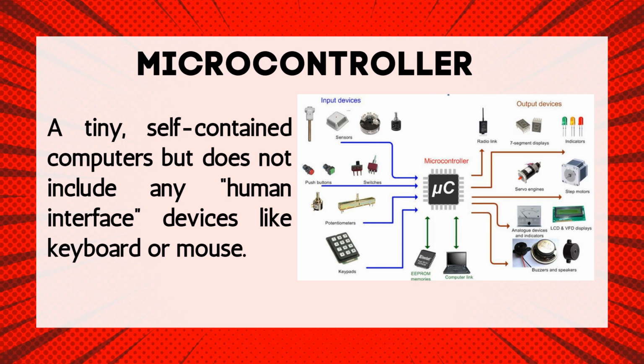They also use output devices like radio links, 7-segment displays, indicators, engines, step motors, analog devices and indicators, LCD and LED displays, buzzers, and speakers. Microcontrollers also have EEPROM memories and computer links. Any device that controls, measures, stores, or calculates in digital form, chances are it has a microcontroller embedded inside. Consumer products that use microcontrollers include cell phones, cameras, microphones, microwave ovens, automobiles, video recorders, television remotes, and washing machines, just to name a few examples.